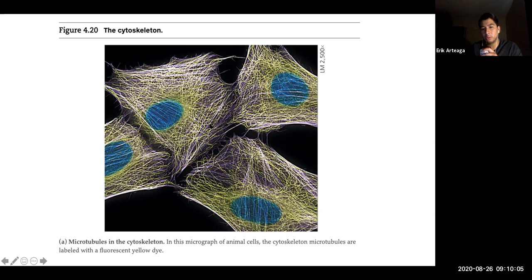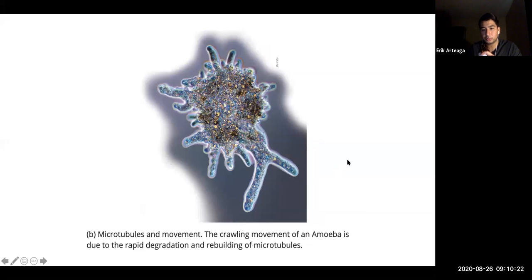The structural components of these proteins can also be used to transport different vesicles or organelles around the cell, and for attachment, adhesion, right? So cells sticking to other cells. Again, very, very important. Okay.